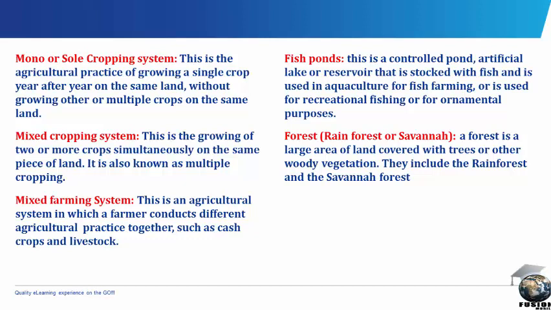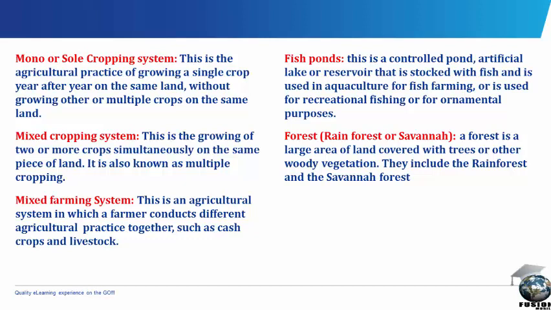Mixed cropping system is the growing of two or more crops simultaneously on the same piece of land. It is also known as multiple cropping. This type of cropping leads to an improvement in the fertility of the soil and increases the crop yield. Mixed cropping is an insurance against crop failure in abnormal weather conditions. It also helps the farmer to improve his yield and economy and avoid crop failure.